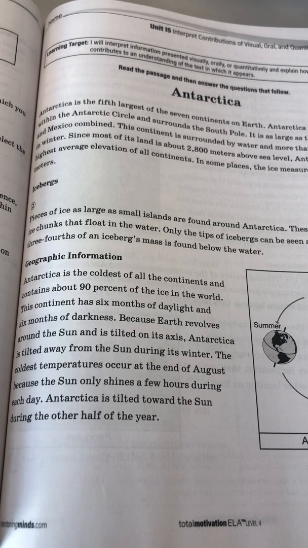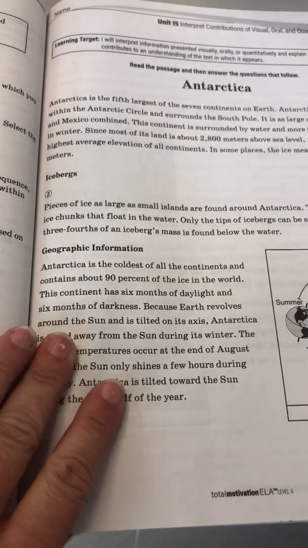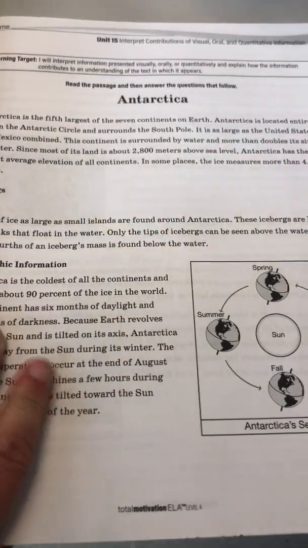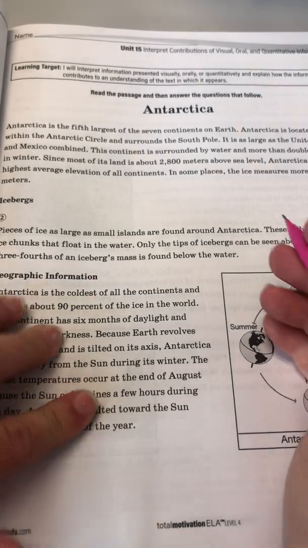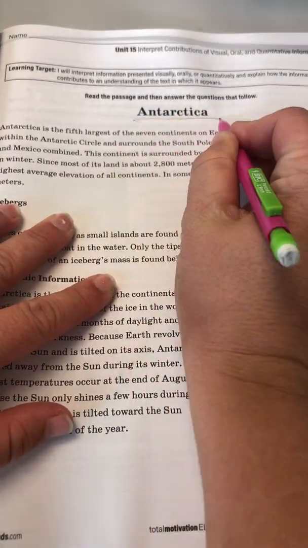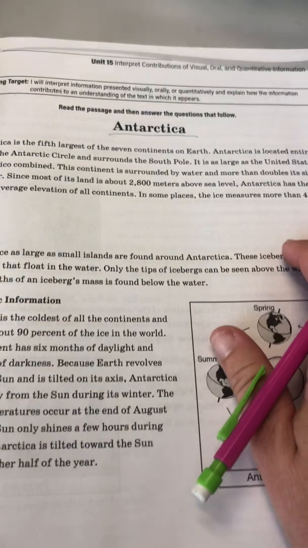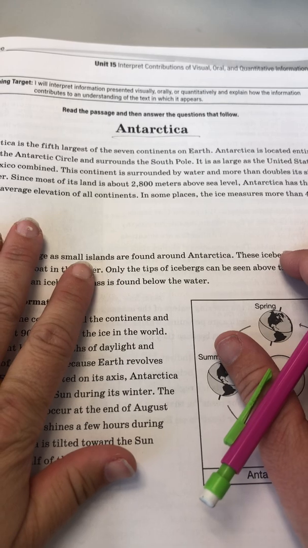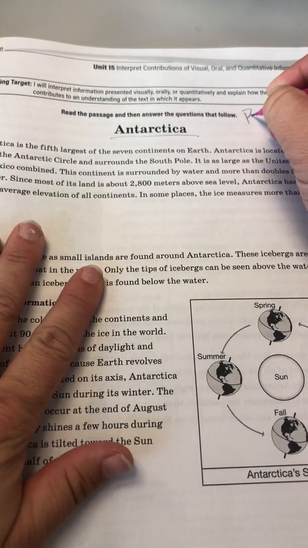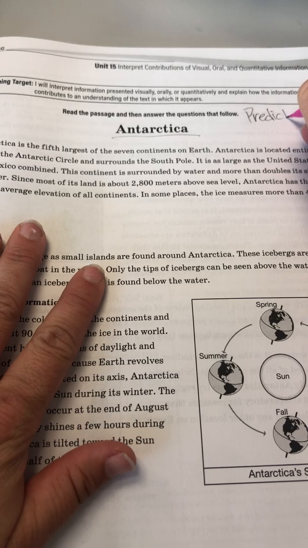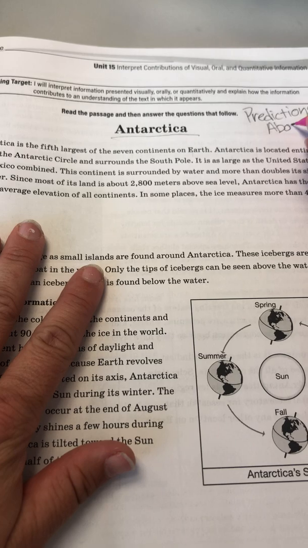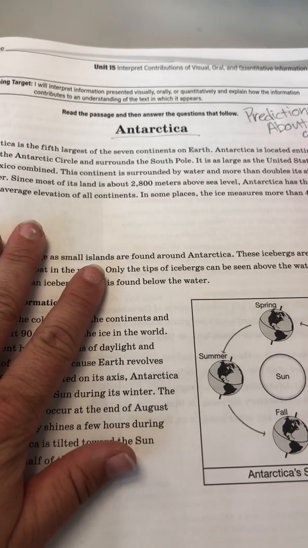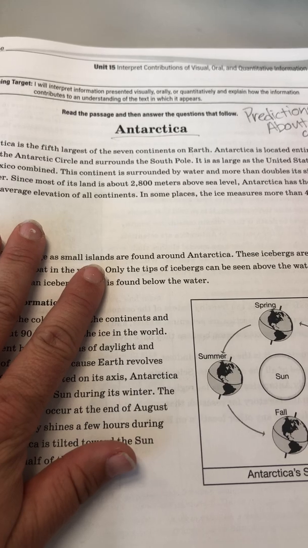Okay, now we have done the R and the U, so let's check over our R and U. Alright, so our R means to underline the title. It says Antarctica, which I know is a place, a continent. So my prediction is going to be that it is about the continent Antarctica.